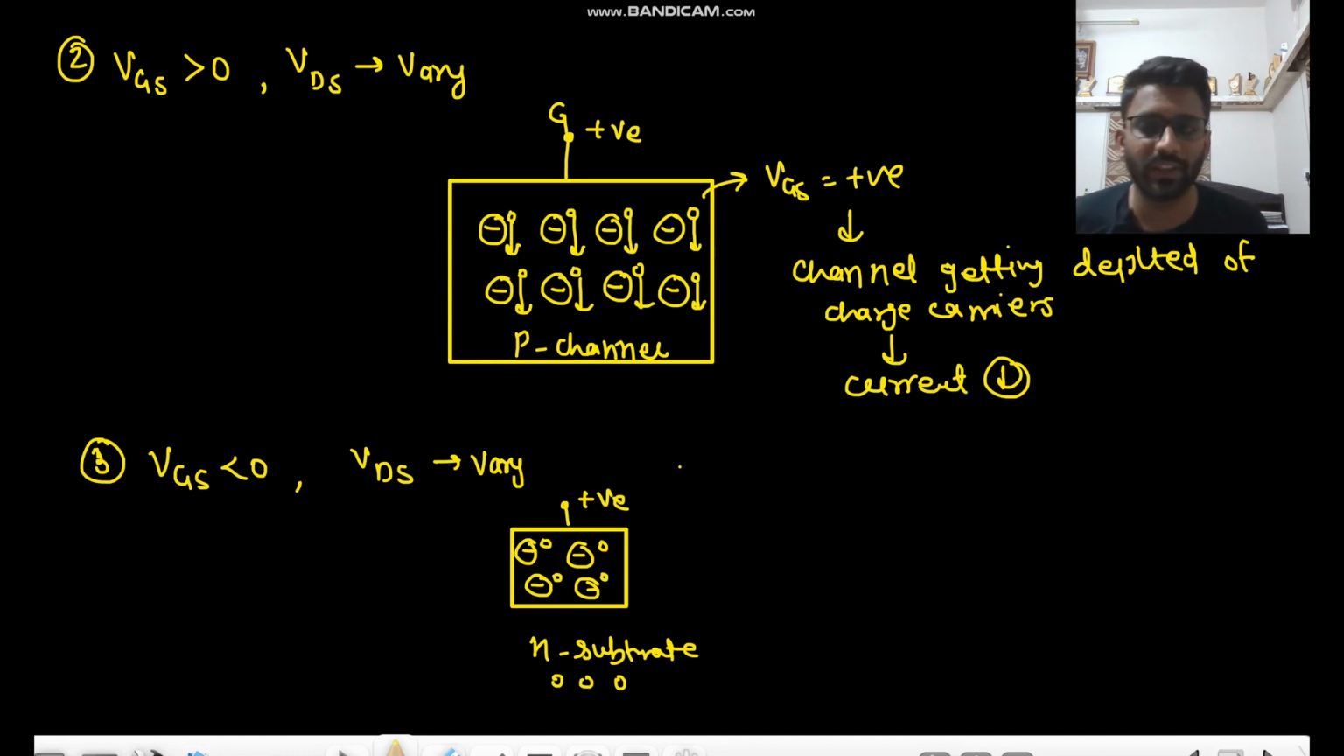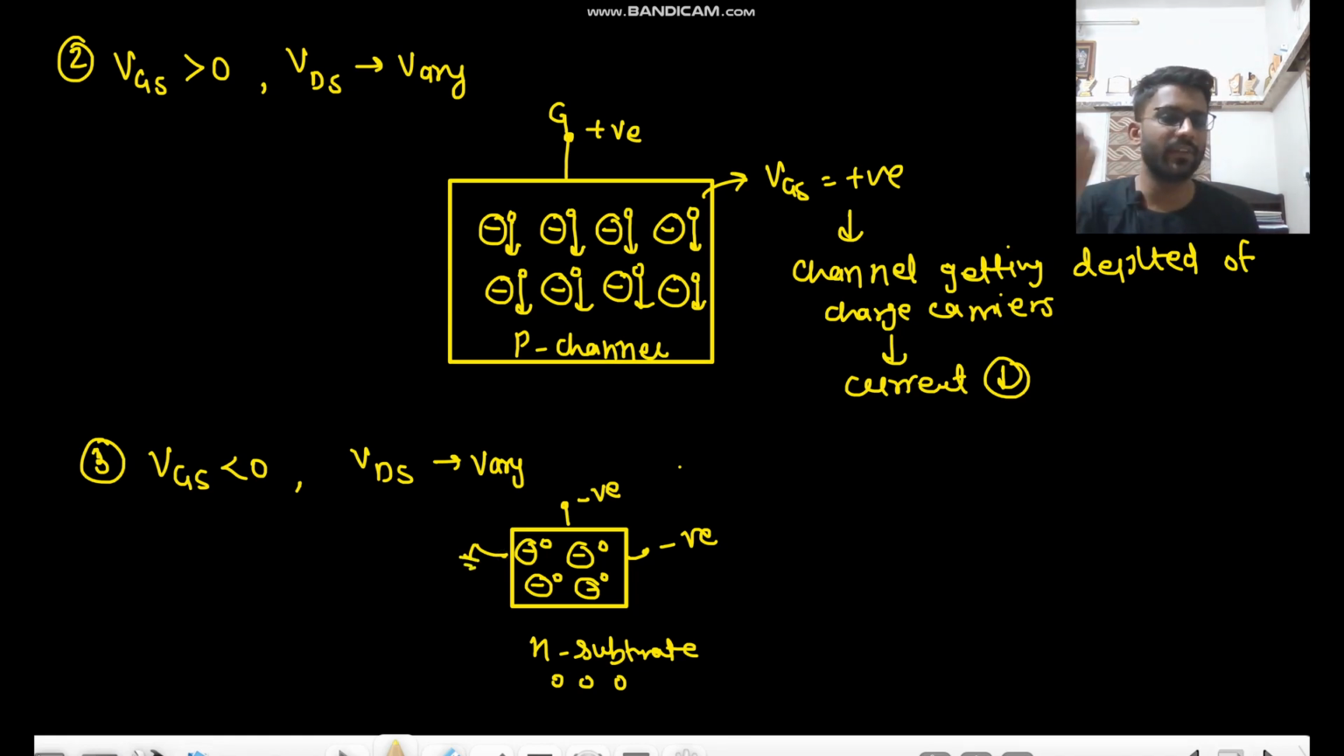Now in case of VGS negative, the VGS value is negative, so we are applying a negative potential here. In this case there is an n substrate. An n substrate has majority charge carriers as electrons but minority charge carriers as holes. These minority charge carriers are holes, and here we have the drain, which is already at negative.